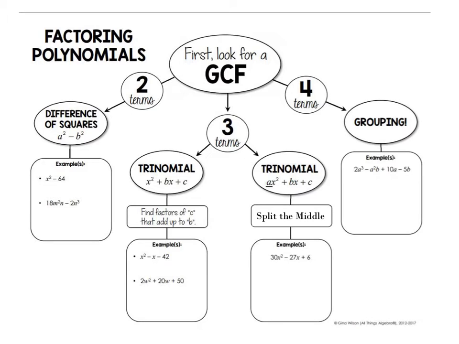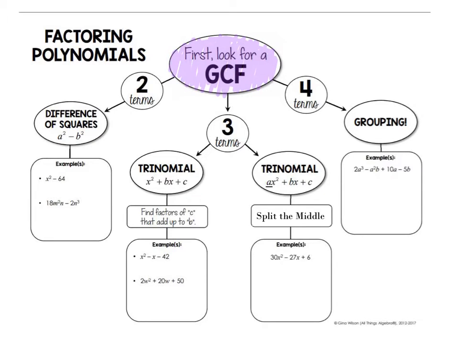In this video, we're going to review all the different types of factoring. So when we're factoring, the number one thing is that our first step is to always look for a GCF. No matter what type of factoring we're doing, our first step is to always look for that GCF. Then after that, we can group our type of factoring by the number of terms.